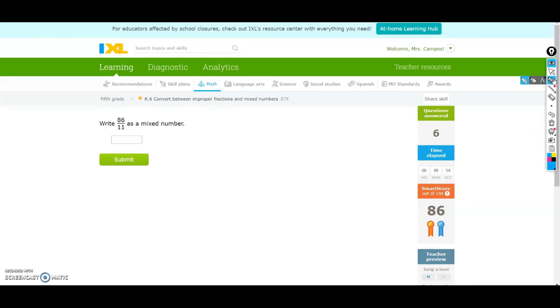Okay, our next problem says write 86 11ths as a mixed number. So 86 goes on the inside and 11 is on the outside. I know that 8 times 11 is 88, so that's too much. I'm going to try 7. 7 times 11 is 77. You may know in your head 86 minus 77 is 9. So I have 7 and 9 11ths. 7 and 9 11ths. 7 space 9 11ths.